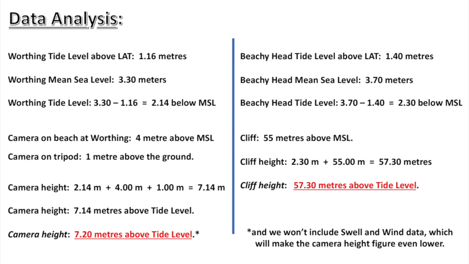Beachy Head tide level above LAT 1.4 meters. Beachy Head mean sea level 3.7 meters. Beachy Head tide level 3.7 meters minus 1.4 equals 2.3 below mean sea level. Cliff 55 meters above mean sea level. Cliff height 2.3 meters plus 55 meters equals 57.3 meters. Cliff height is 57.3 meters above tide level. And we won't include swell and wind data, which will make the camera height figure even lower.